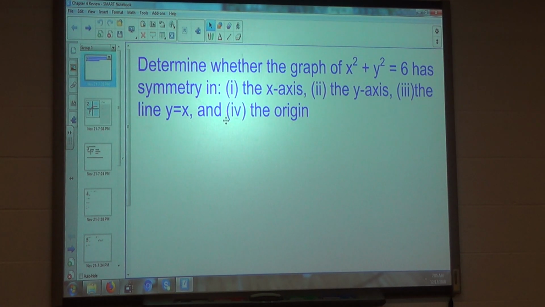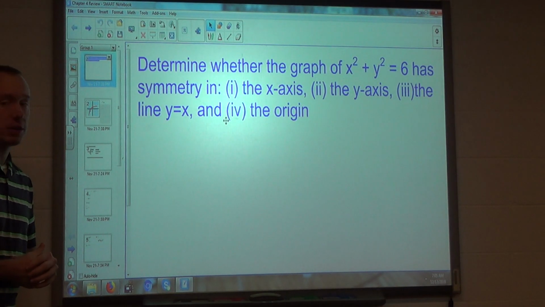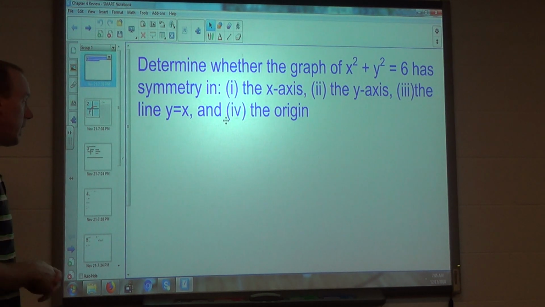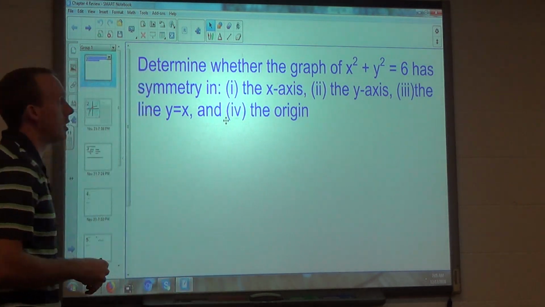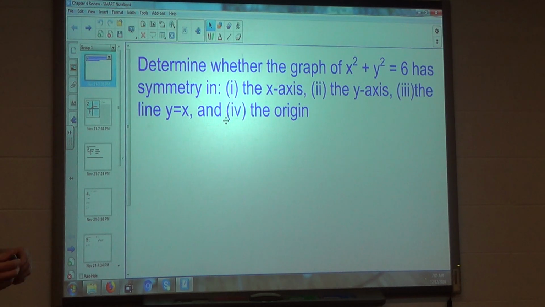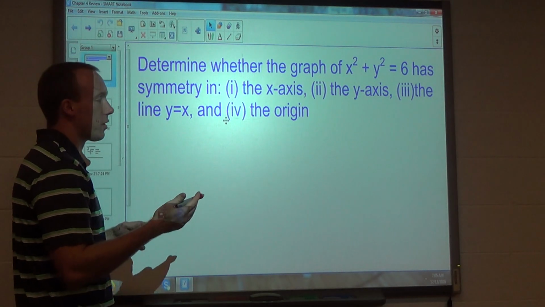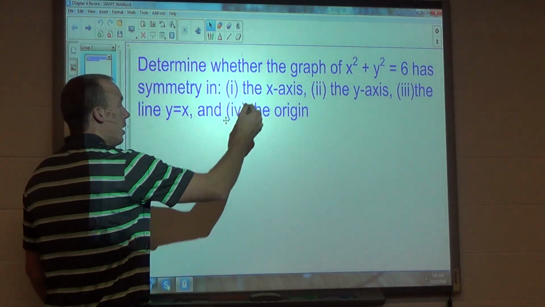Alright, so this here is the Chapter 4 test review for pre-calculus. Question 1 says, determine whether the graph of x squared plus y squared equals 6 has symmetry in those 4 parts. Okay, so this is those 4 tests that I had you write down the one day.